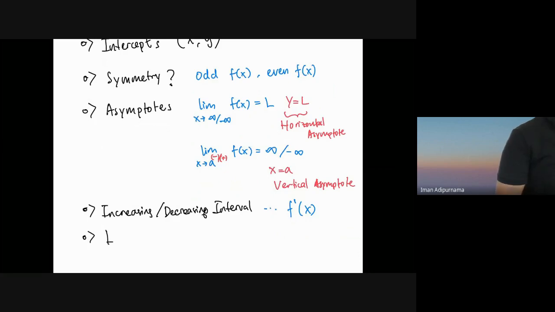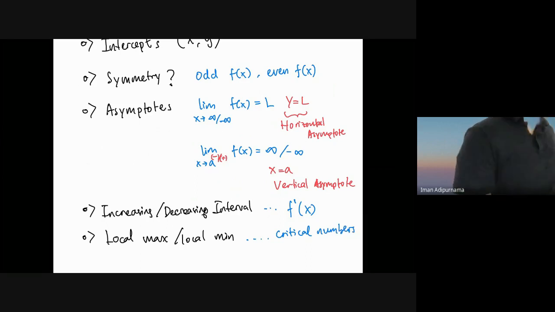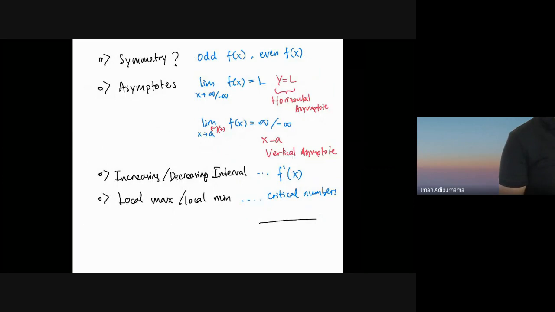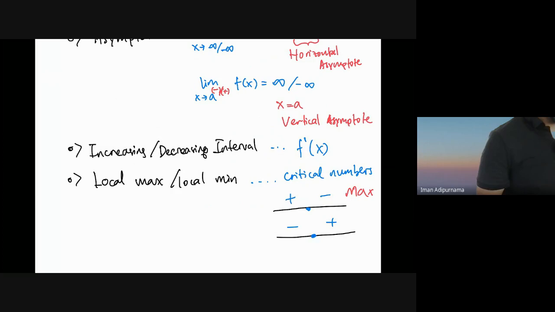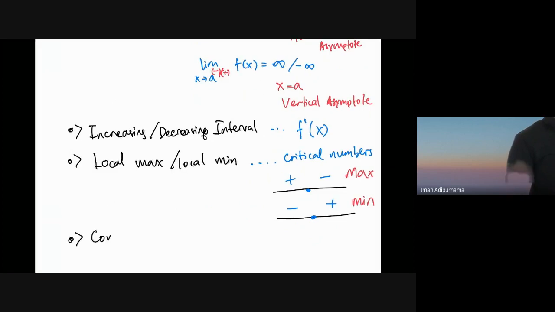And then check the local max or local min, which can be found using critical numbers. But remember, critical numbers are not always necessarily a local max or local min. We need to check whether the critical numbers change from positive to negative, which we call a max, or from negative to positive, which we call a min. And then, concavity and inflection point.